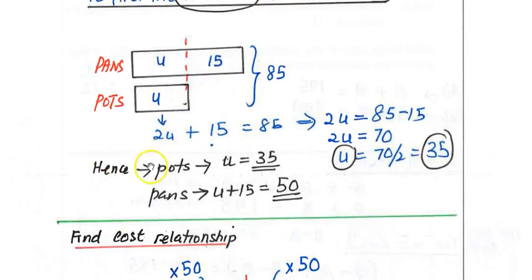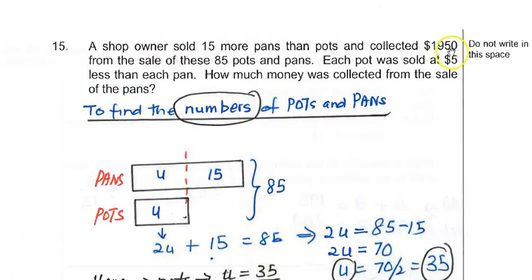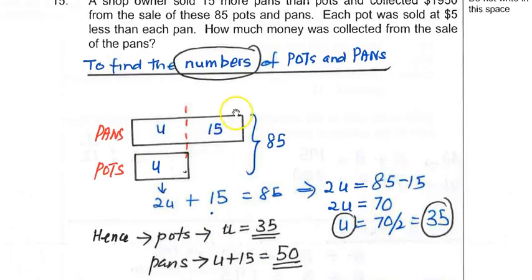Let's move on. So U is 35, pots is 35, pans is U plus 15, which is 50. Right? So out of 85, the number of pans sold is 50, number of pots sold is 35. Now, the next step is this, interesting, this $5 here, each pot was sold at $5 less than each pan. Now, this is about numbers.